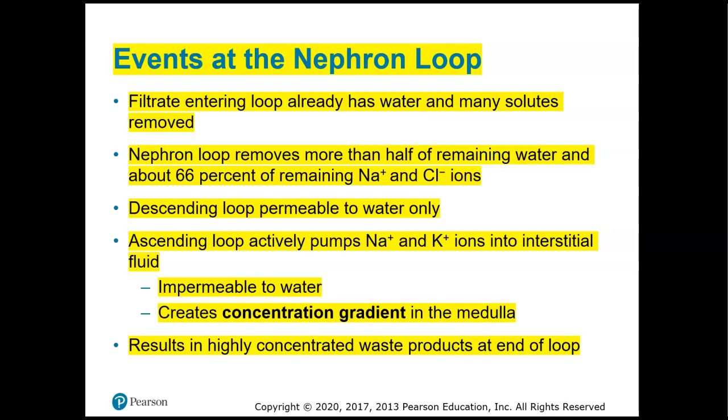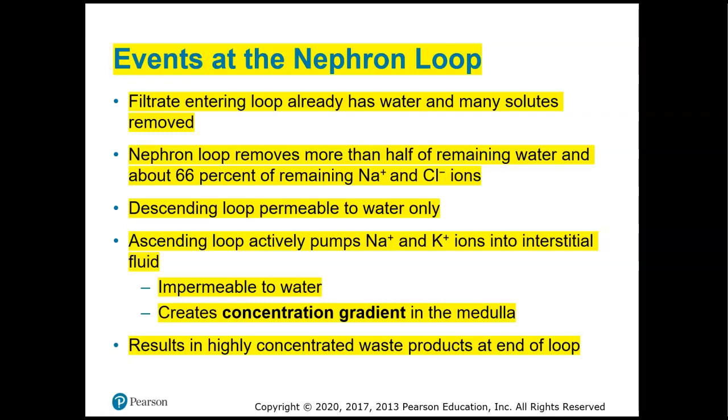So as the filtrate moves down the descending loop, it becomes more concentrated because it's losing water. The ascending loop is impermeable to water, but it pumps sodium and potassium ions out. So as you move up the ascending loop, the fluid gets more dilute. And what this does, and this is something that takes a lot of explaining and a lot of studying to understand, is create the concentration gradient in the medulla.